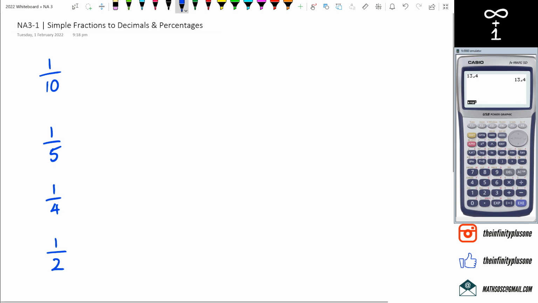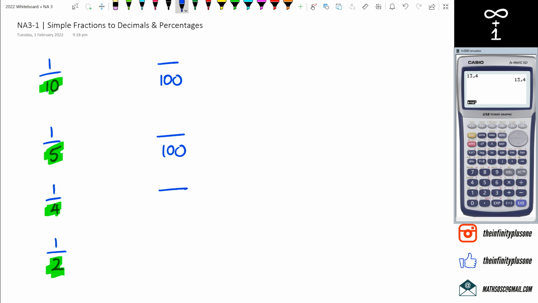Let's just get going. So to get to percentage, what we want to do is bring the denominators, all of these denominators, we've got a 10, 5, 4, and a 2. So I'm talking about these denominators here. I want to change them all to 100. All right, so I've got to figure out what I have to do to get all of those denominators to be over 100.